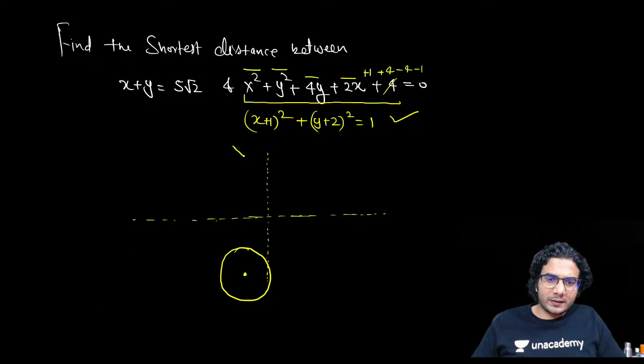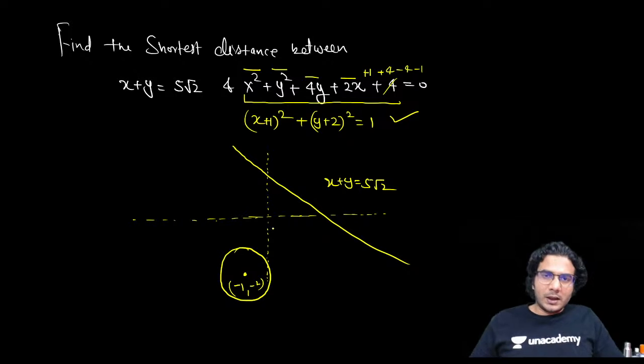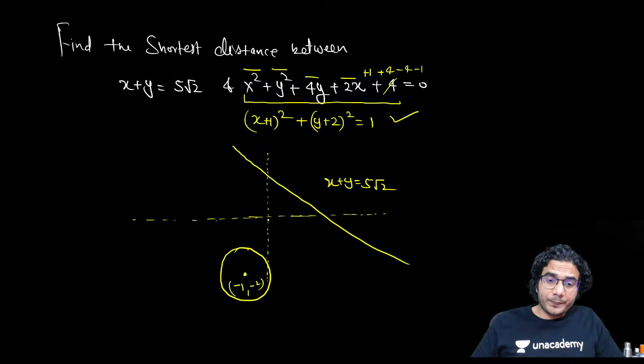I just plotted it randomly. Make this line x plus y is equal to 5 root 2, and this circle whose center is minus 1 comma minus 2. So you need to find the shortest distance between them. Shortest distance occurs along the common normal, right? That is true in this case also.